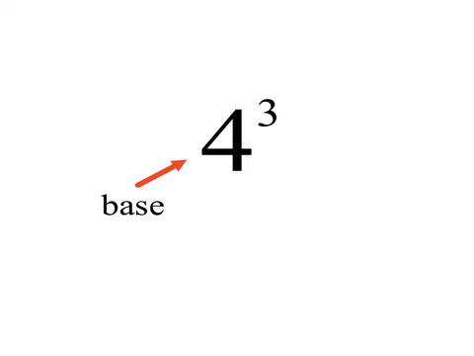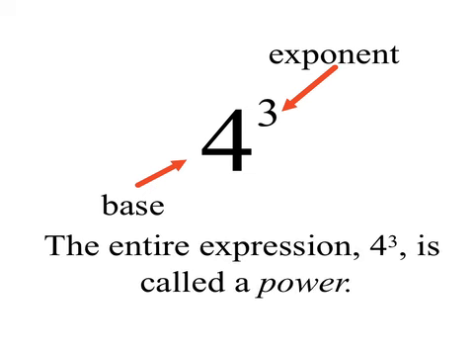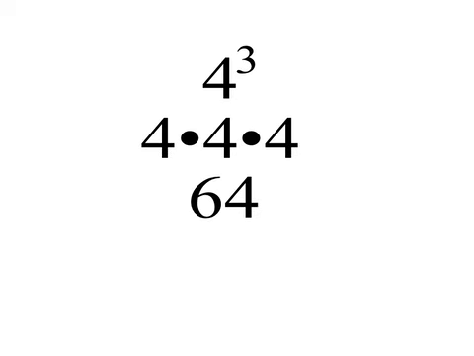The large number, in this case the 4, is the base, and the small number at the upper right, in this case the 3, is the exponent. The entire expression, 4 to the third power, is called a power. We look at it again, and many of you already know that 4 to the third power means 4 times 4 times 4, and if we multiply it out, we get 64.